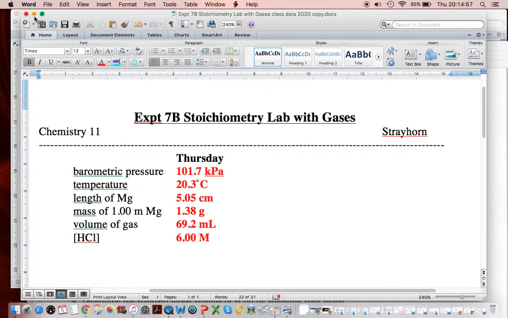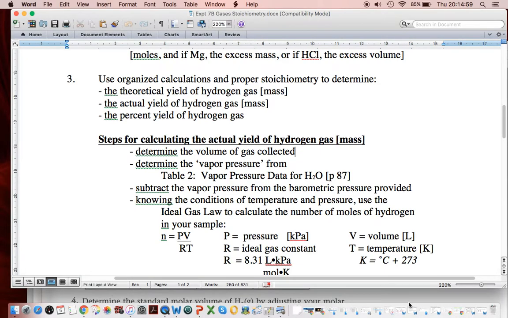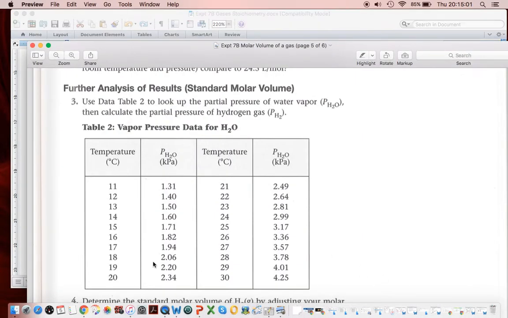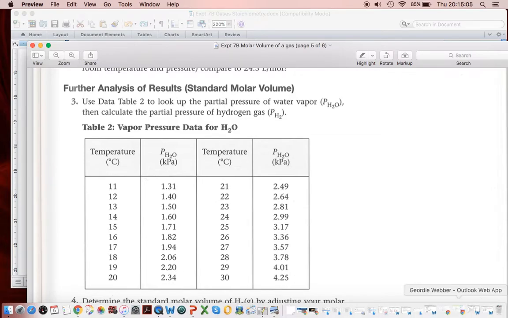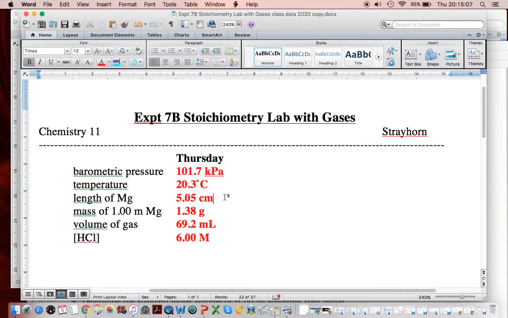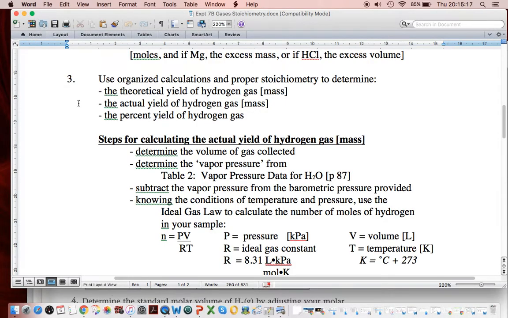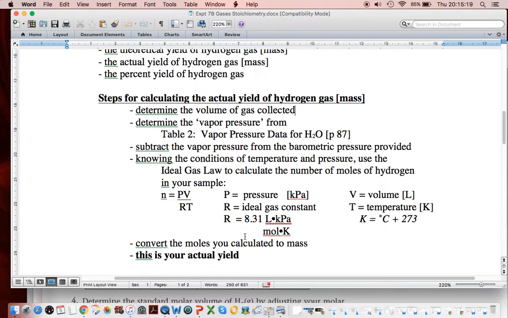20.3. So we're going to consider that to be 20 degrees. Where'd you go? There we are. And at 20 degrees, it's 2.34 kilopascals. So that means we've got to take this pressure here and subtract 2.34 kilopascals from it. And that will tell us the pressure due to just the hydrogen. So we've got our pressure that we'll put in, we've just calculated.